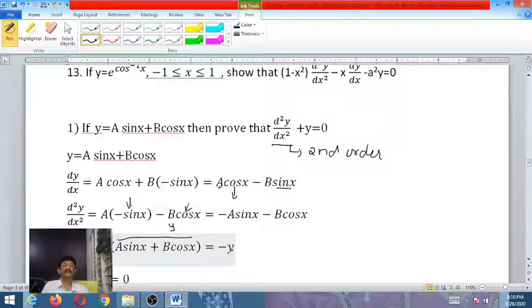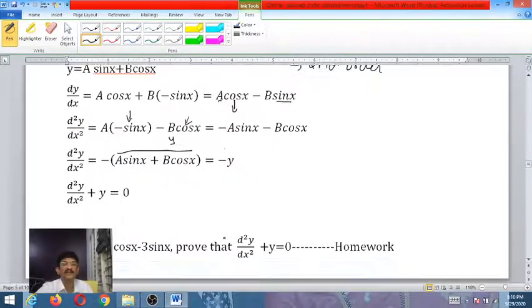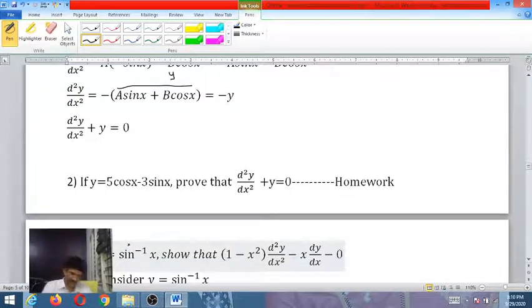So it is minus y. Transfer this minus y to the left side, that becomes plus y. So this is a problem for homework. Very similar problem. Look at here.